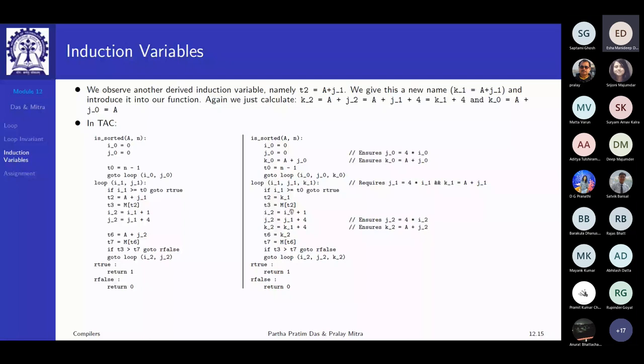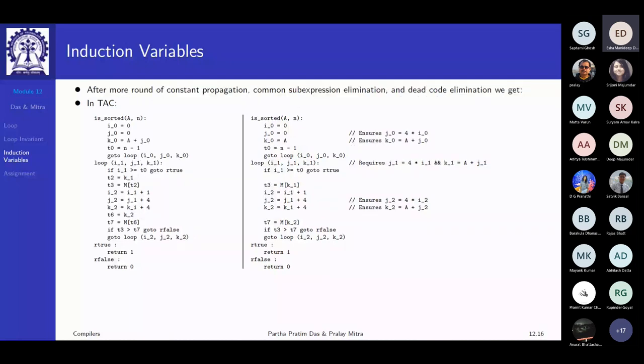This is what we had. Now J0 is 0, so I propagate that constant. So I get K0 is not A plus J0, but simply A. T2 is K1, so I do a copy propagation. I get T3 is MK1. T6 is K2, so I propagate that copy. I get T7 as MK2. And we have been able to simplify the code significantly.